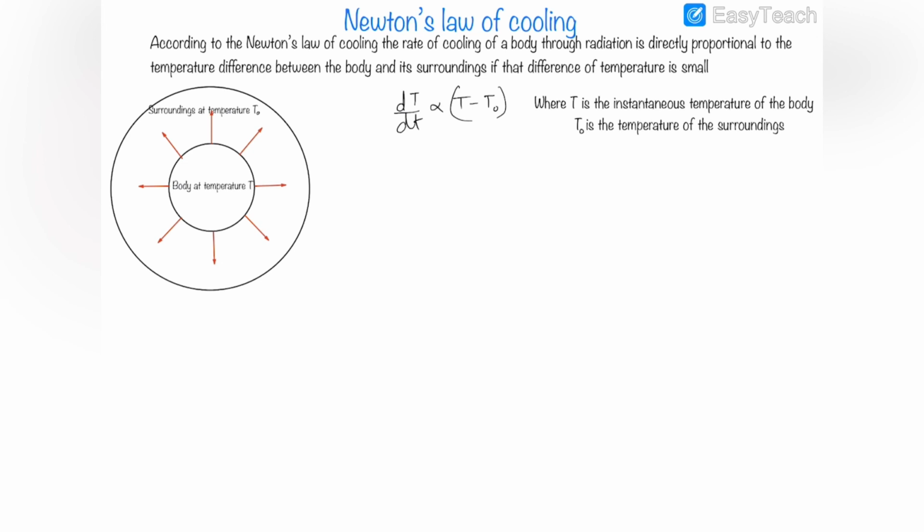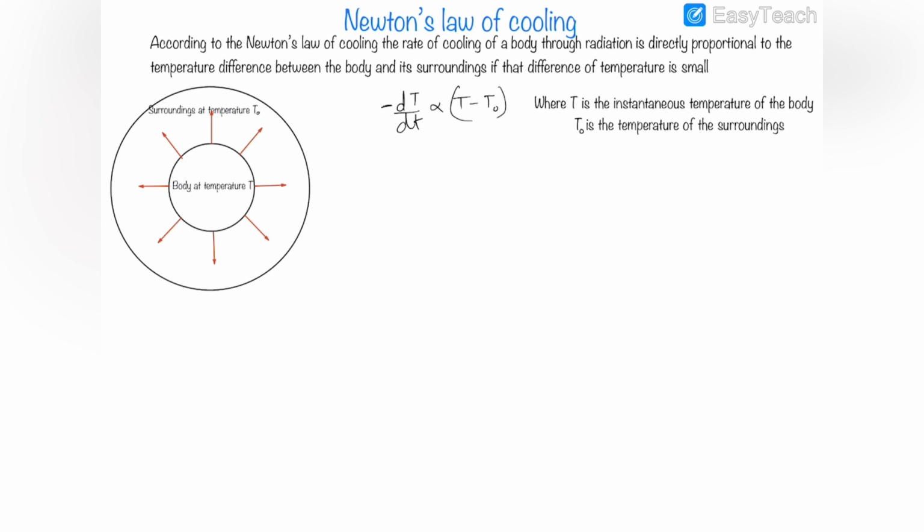According to Newton's law of cooling, the rate of cooling of a body through radiation is directly proportional to the temperature difference of that body and its surroundings, if that difference is very small. So the rate of cooling, minus dT by dt, is proportional to T minus T naught, where T is the instantaneous temperature of the body and T naught is the temperature of the surroundings. The greater the difference between the temperature of the body and the surroundings, the greater the rate of cooling.